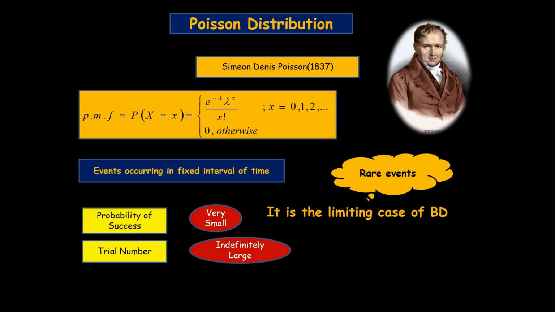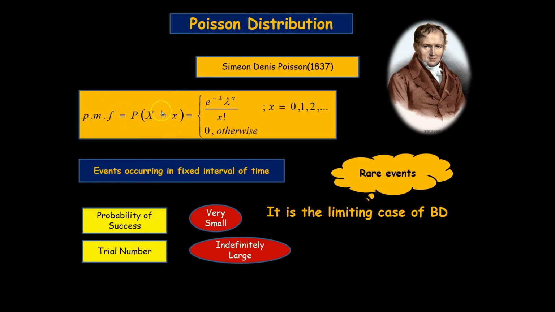Another very important discrete distribution is known as Poisson distribution. It was given by Simon Denis Poisson in 1837, and it is usually meant for those kinds of events which are rarely occurring, or events occurring in a fixed interval of time. The rare situations are like the number of air accidents, volcanic eruptions, earthquakes.